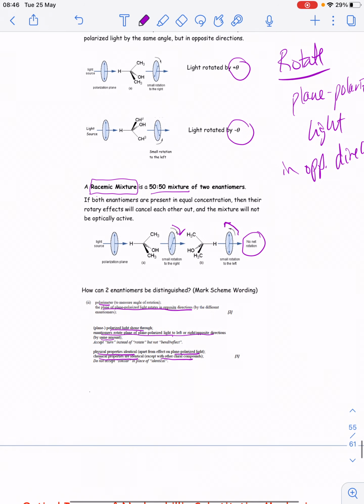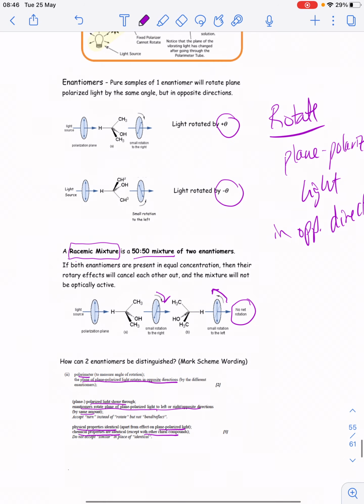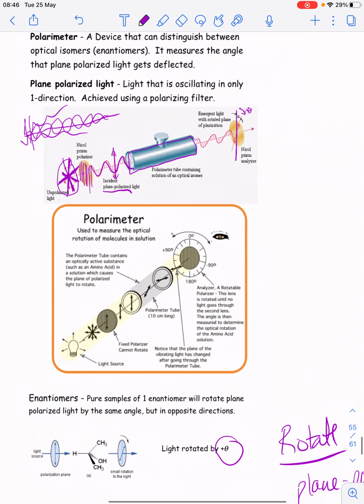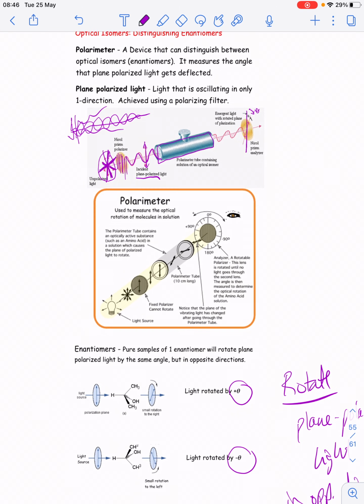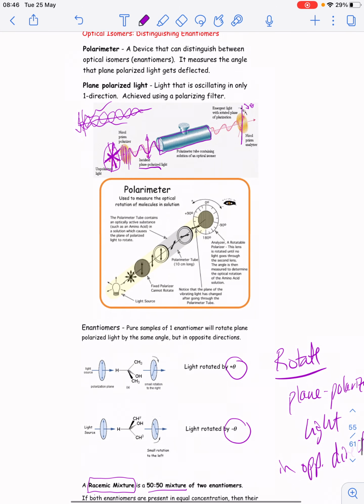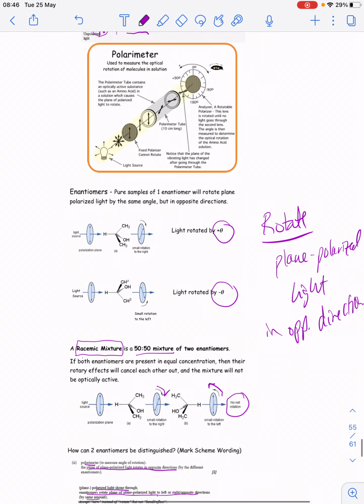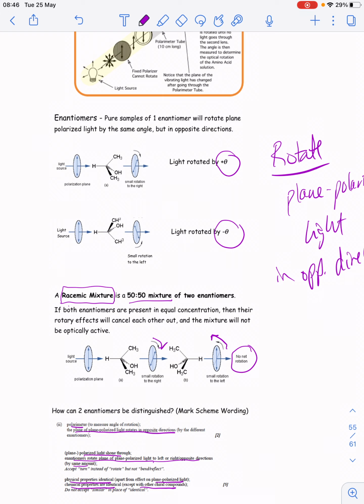Okay. And so that's really all you have to know about how can you distinguish optical isomers from one another. You need to use a device called the polarimeter, which uses plane polarized light, and different enantiomers will rotate that plane polarized light by opposite amounts, opposite angles. And if you have a racemic mixture, a 50-50 mixture, it will not rotate plane polarized light.